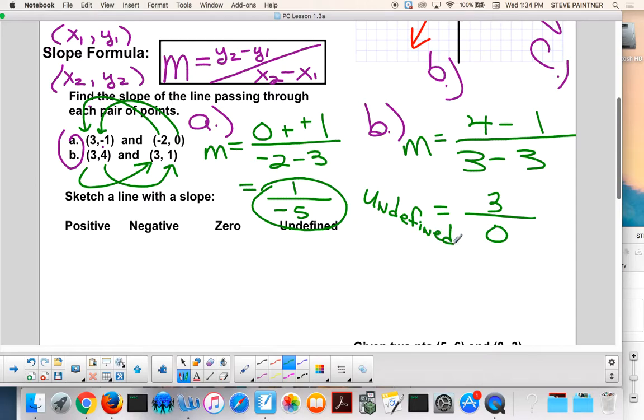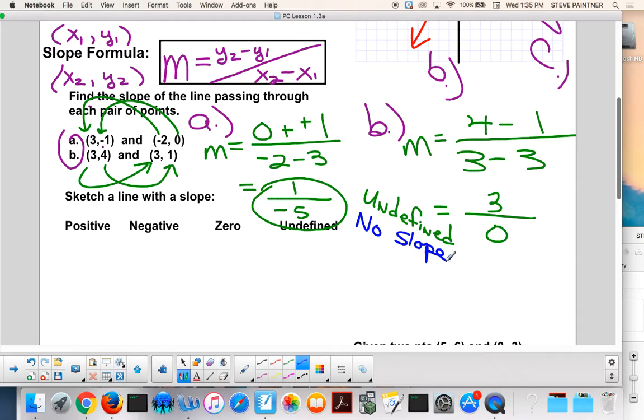Another thing you can say, if I ask you for the slope and it's undefined, you can also say there is no slope. For there to be slope, you have to be able to move how far? 1 unit. Because the definition of slope is go up whatever the number is and then move over 1. That's the definition. And since you're not moving over 1, there's no slope.